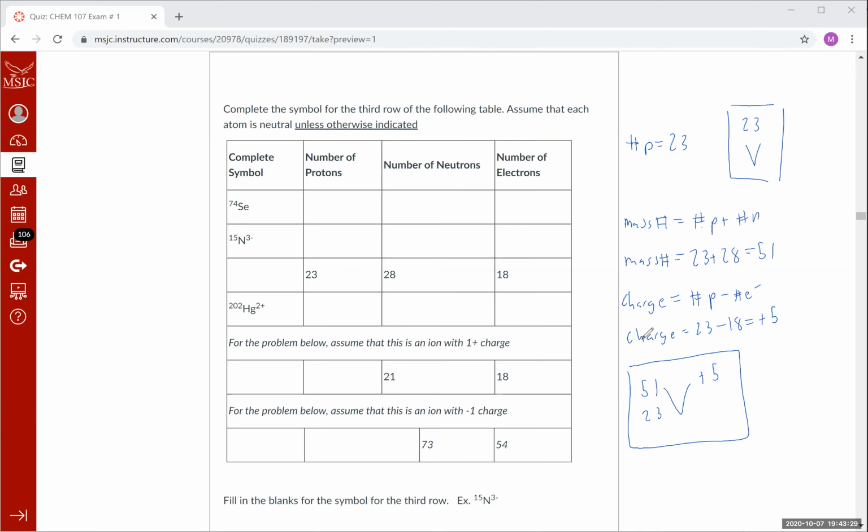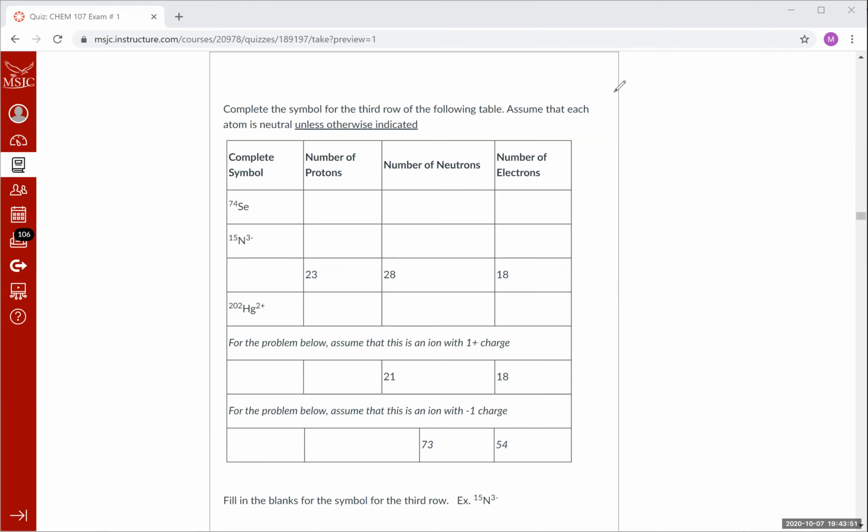Professor, when they are ions, should we put the charge on it for the symbol? Should we put V5 plus or just V? V5 plus. Okay. Mm-hmm. Or plus 5. Either is fine. Either one. Mm-hmm.